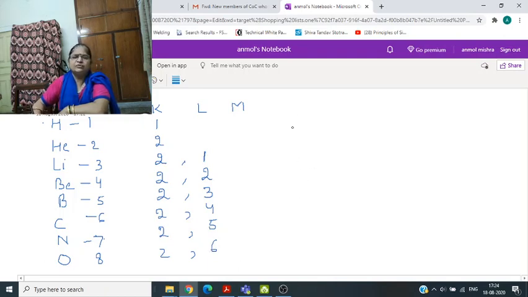Now to find out the valency, how many electrons are less or more to complete its octet, that is valency. Now L has the capacity of 8 electrons. So to complete the shell, we can lose 1, 2, 3 electrons easily.